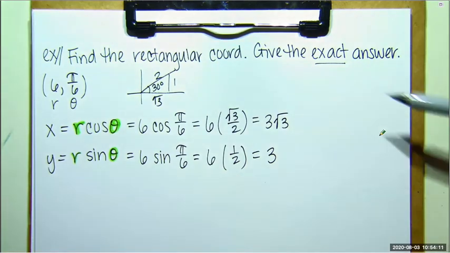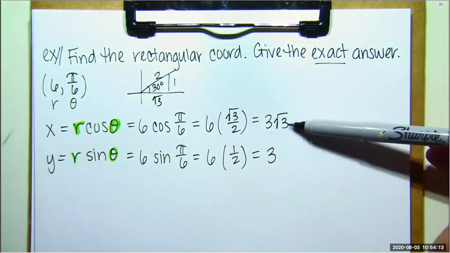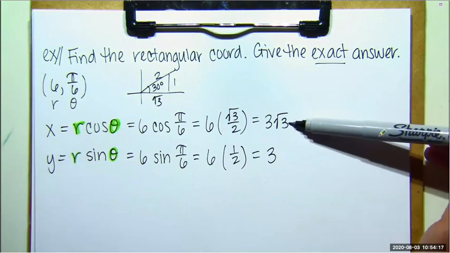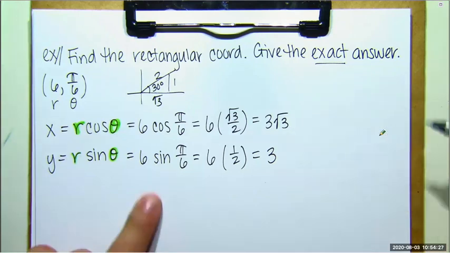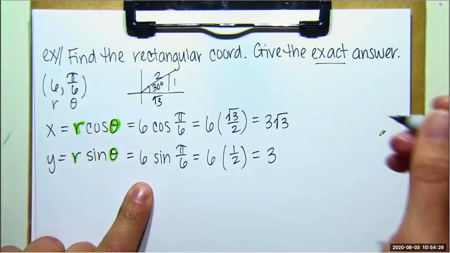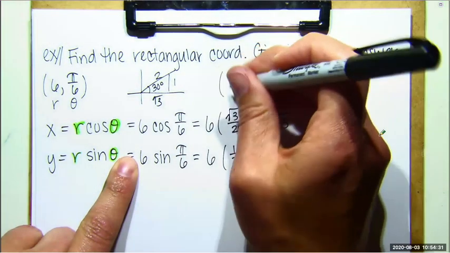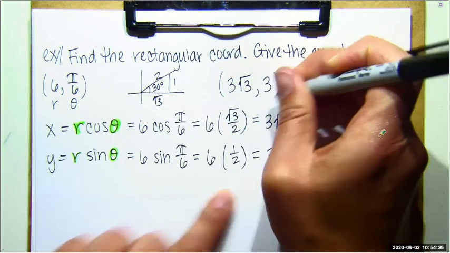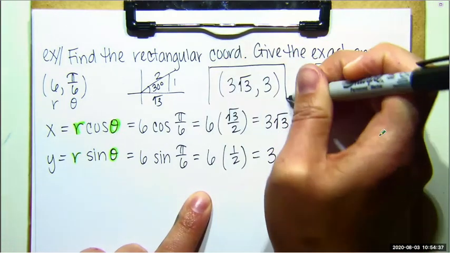Okay, because we're asked to give the exact answer, we need to make sure we have things in terms of this root 3. If your calculator gave you a decimal approximation here, you might have a way to switch. So Google how to convert between approximate and exact on a TI-30, and there might be a button to do it. Okay, so our rectangular coordinates: we got that x was 3 root 3, and we got that y was 3. So here's our solution.